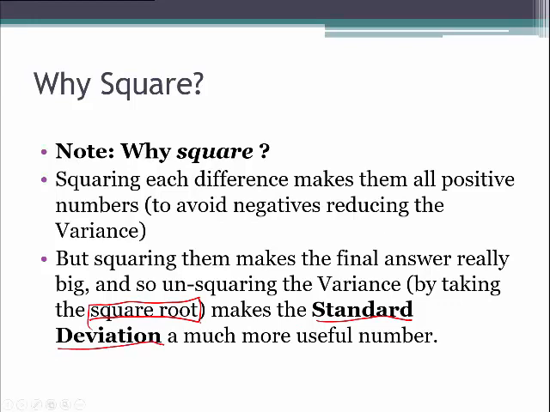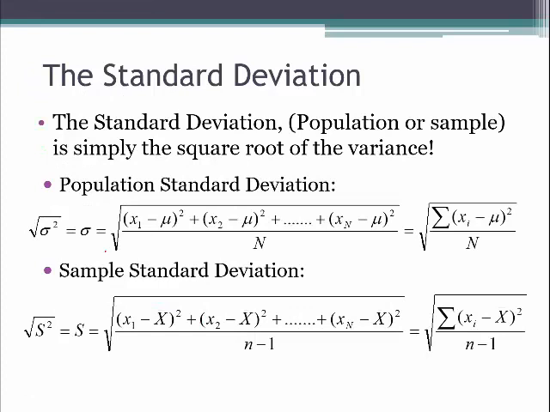Now we're going to introduce what's called the standard deviation of a data set. We have the population standard deviation, which is just denoted as sigma, because you're taking the square root of sigma squared. And the sample standard deviation is just denoted s, and it's the square root of s squared. These formulas look crazy, but really all it is, the standard deviation, is equal to the square root of the variance.